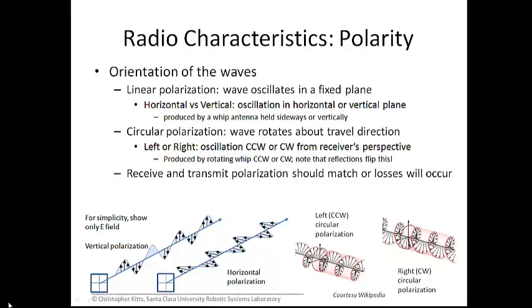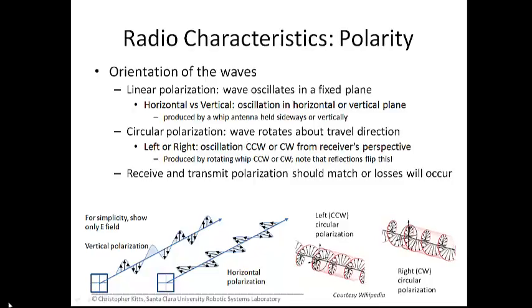And so you can see some linear polarization, vertical and horizontal, on the left in the blue. And you can see examples of circular polarization, where we have a continuously rotating wave as it travels through space. And again, the magnetic field is 90 degrees out of phase with the field that's shown there, and the one that's shown is the electric field.